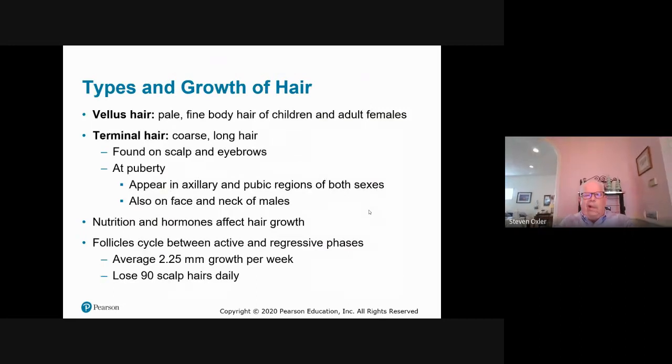But there are two or three types of hair. Vellus hair is the pale, fine body hair of children and adult females. Terminal hair is what's found around your scalp and eyebrows. And at puberty, terminal hair also appears in your axillary and pubic areas, and also on the face of males. So know the difference between vellus and terminal hair.